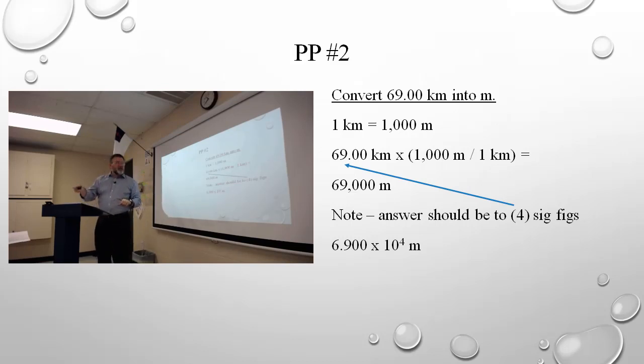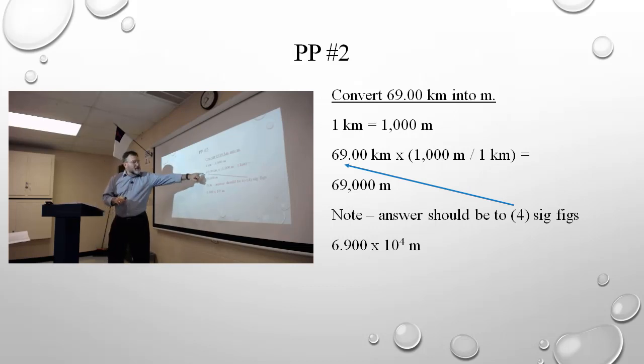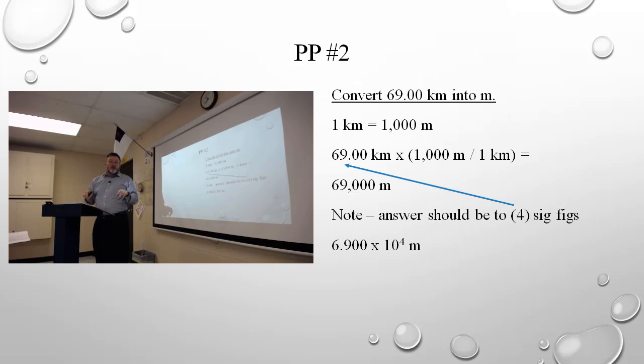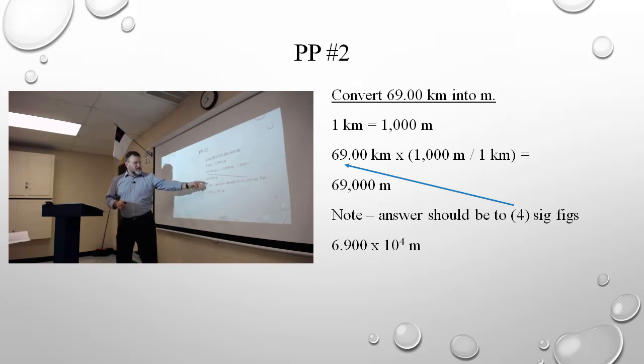Okay? So here's a situation where my answer on the calculator says 69,000 meters, but I know better. It has to be to 4 significant figures because I was given a number in 4 significant figures, and everything I did to it was by definition. So I can't change how many significant figures my answer has to be, which is why it has to be 6.900 times 10 to the 4th. That's correct.